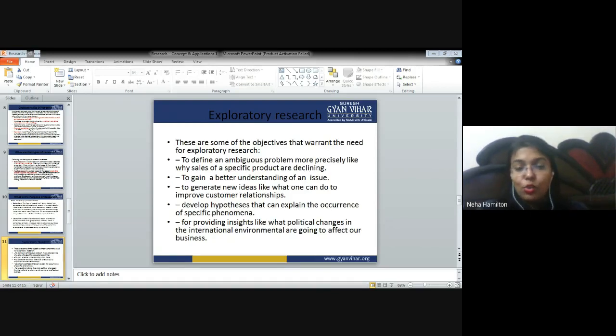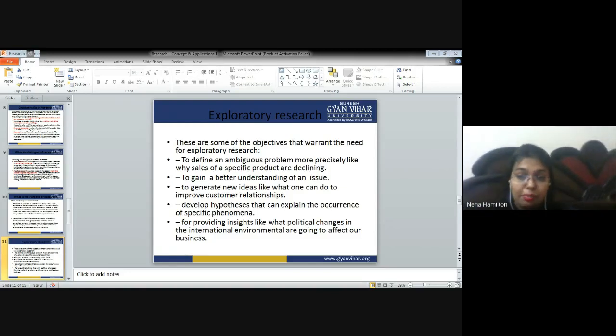Next is to gain understanding of an issue. So you want to gain understanding of a particular issue or particular challenge that is being faced by our society or that is being faced by us, right? That you want to study. So that is a part of exploratory research, to gain a better understanding of an issue.